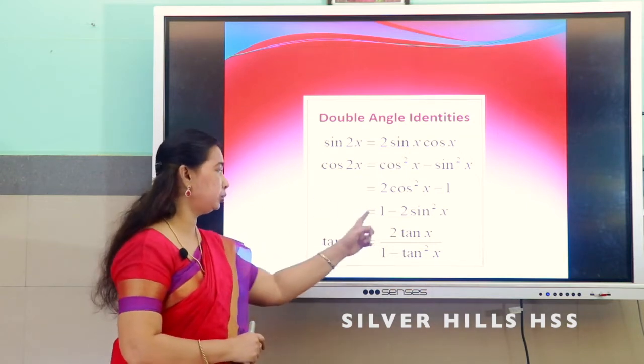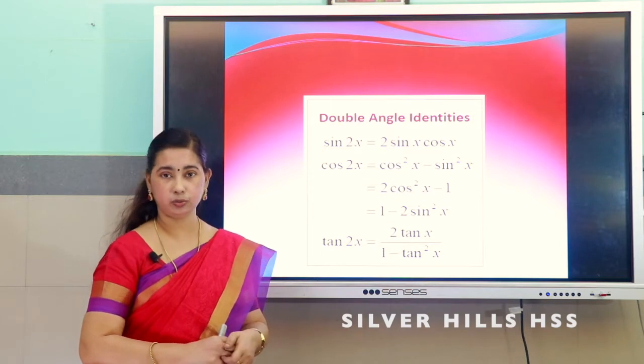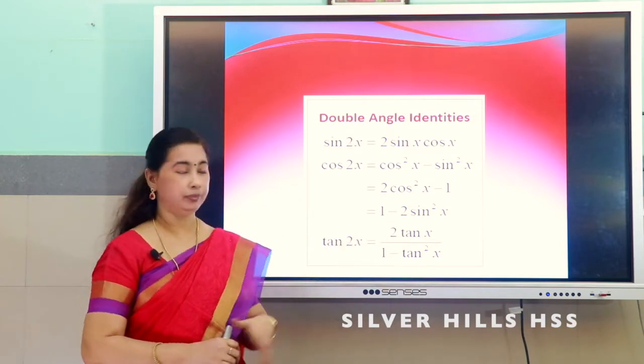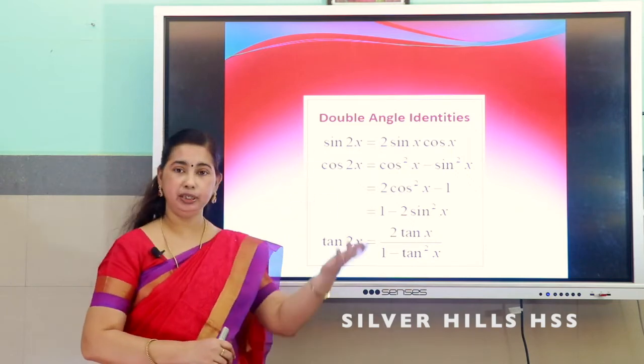Tan 2x is 2 tan x by 1 minus tan square x. These are called the double angle identities. That is, angles multiplied by 2.